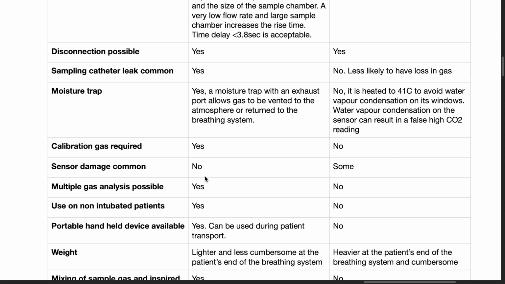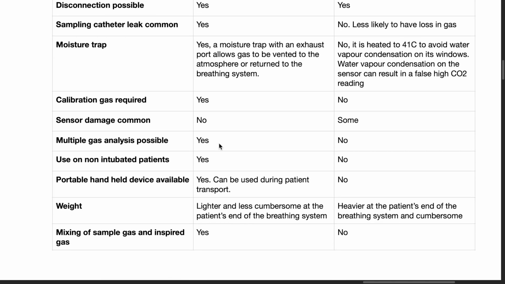Sensor damage is not common in the side stream analyzer, but it can occur in the mainstream analyzer. Multiple gas analysis is possible in the side stream but not the mainstream analyzer. The side stream analyzer can be used in non-intubated patients but not the mainstream. Portable handheld devices are available for the side stream but not the mainstream analyzer. The side stream analyzer is lighter and less cumbersome compared to the mainstream analyzer, which is heavier at the patient's end of the breathing system. Mixing of sample gas and inspired gas occurs in the side stream but not the mainstream analyzer.